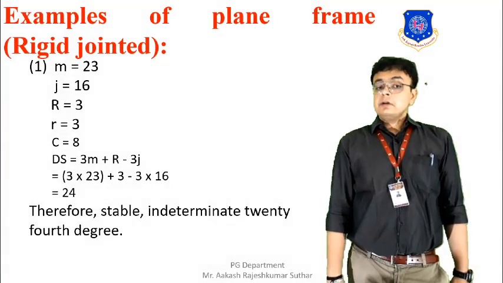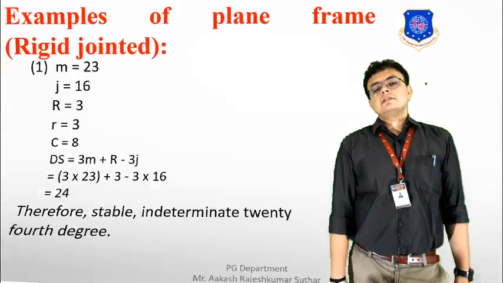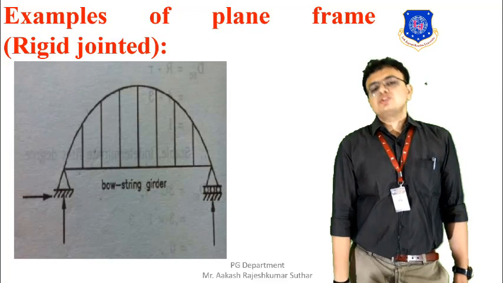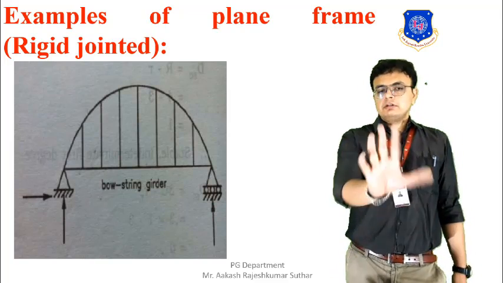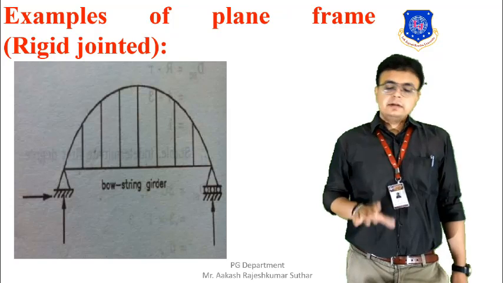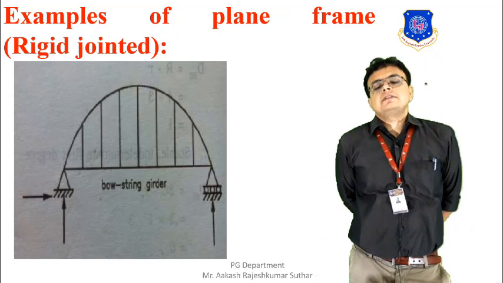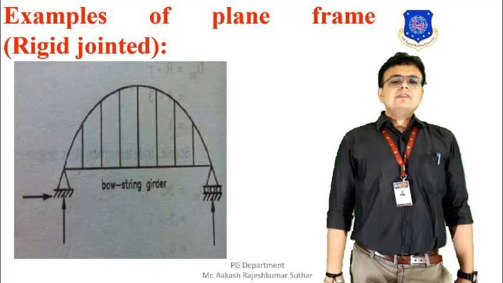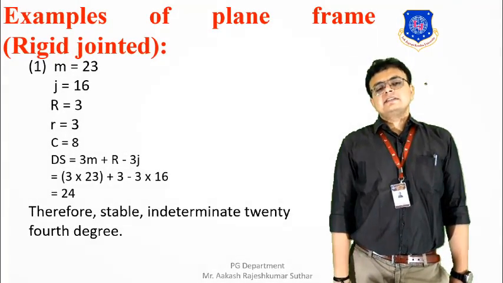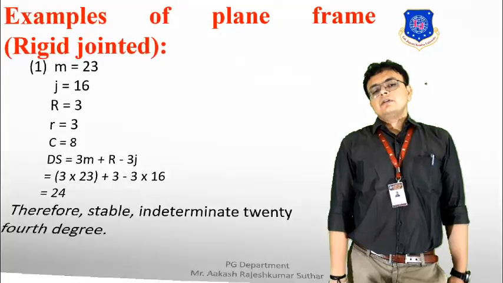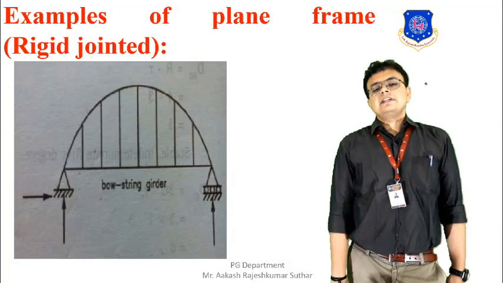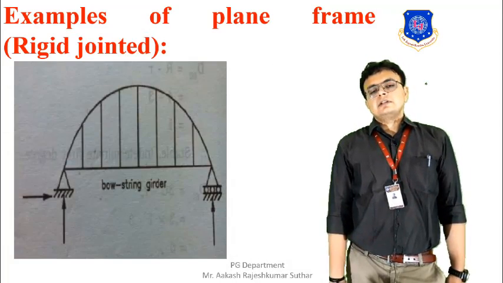Then the number of joints in this particular figure will be equal to 16. After you count all the members, you will find that the number is 15. After that, the next thing required is the reactions. From the figure, you can see that the reaction is equal to 3.